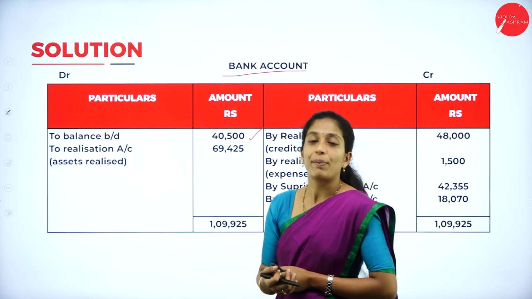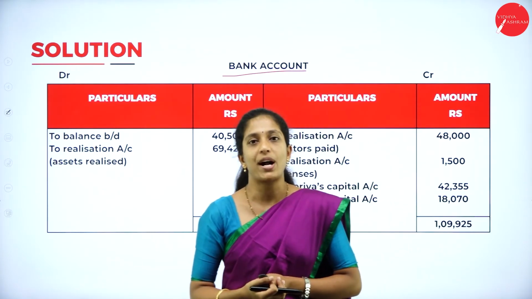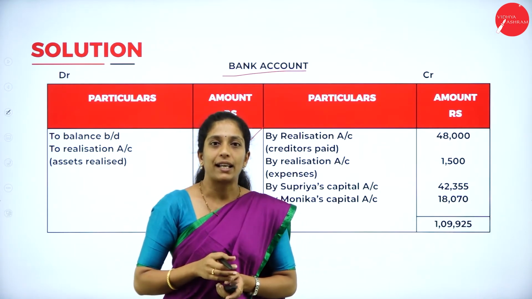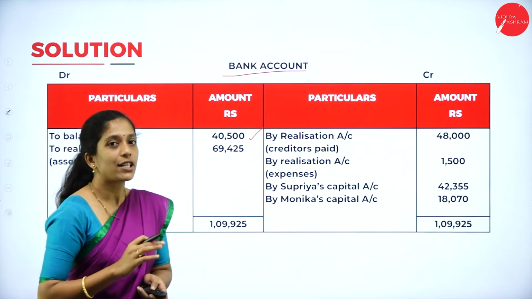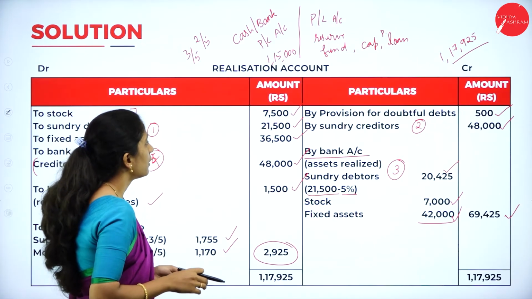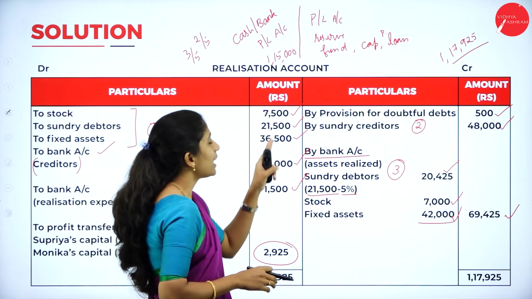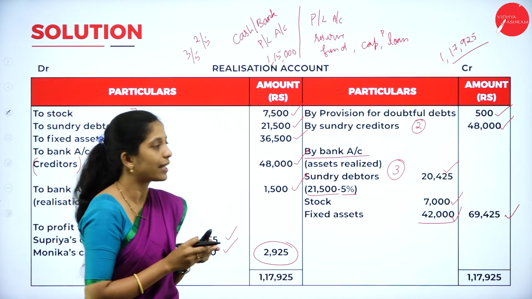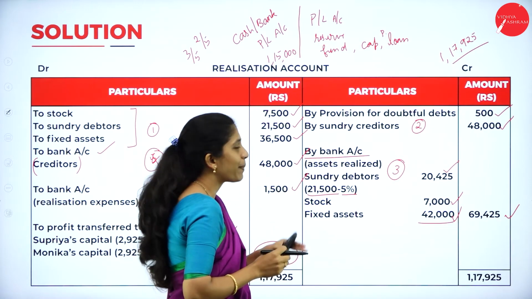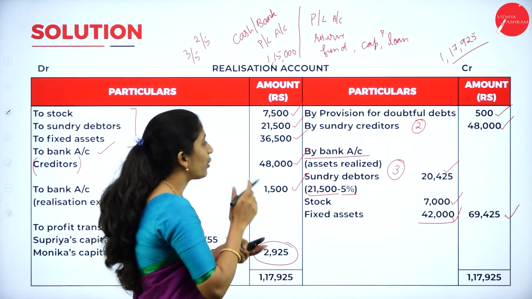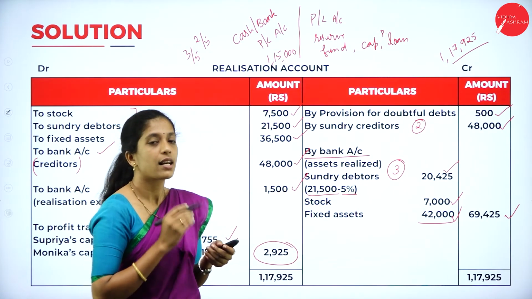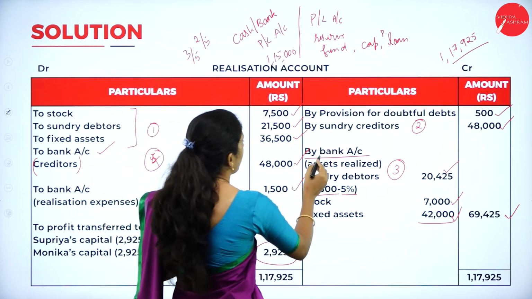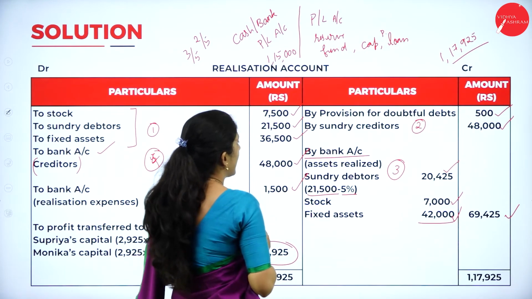Next, once you prepare your realization account and partner's capital account, it's very easy to prepare your bank account. Now go through your realization account first. So see whether you have transferred any amount to bank account in your realization account. Now here there is bank account, that is by bank account for what? Assets realized. Then how do you record in your bank account? So your entry will be bank account debited to realization account.